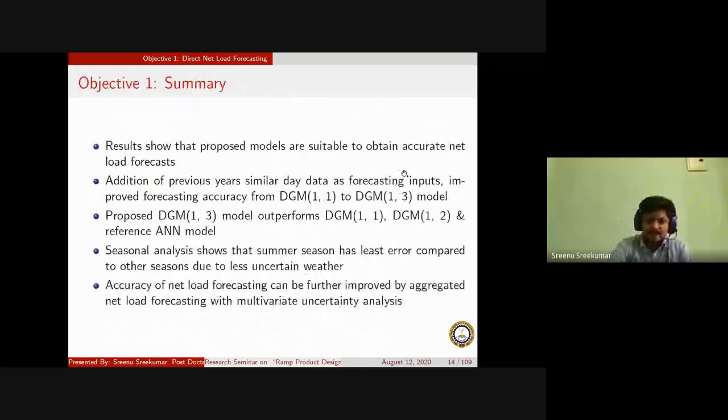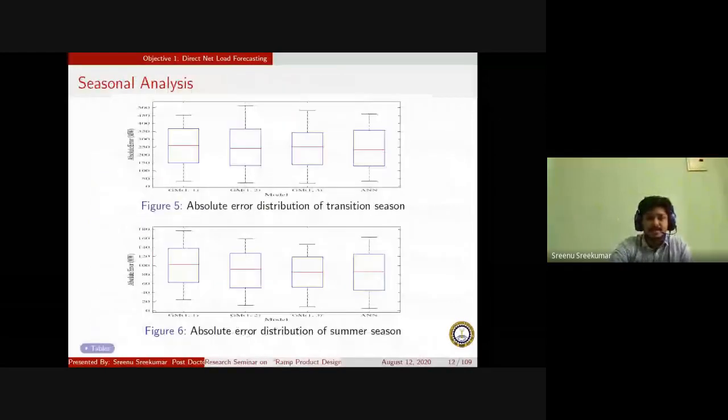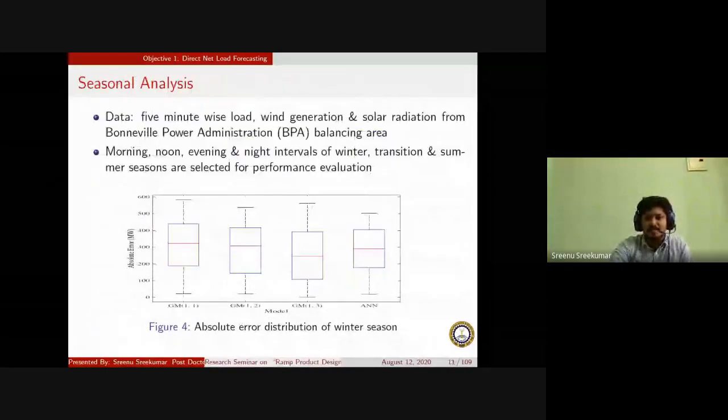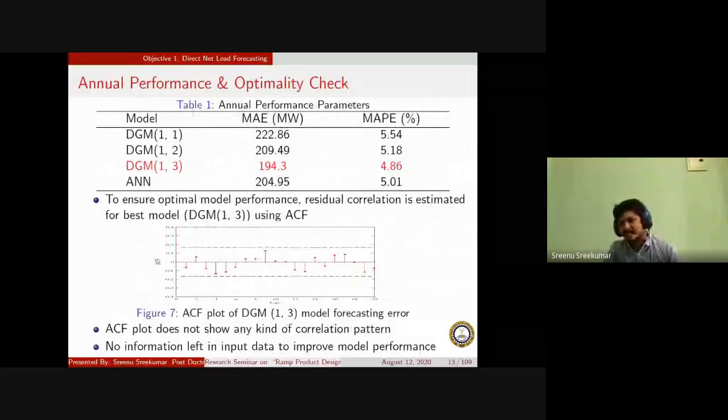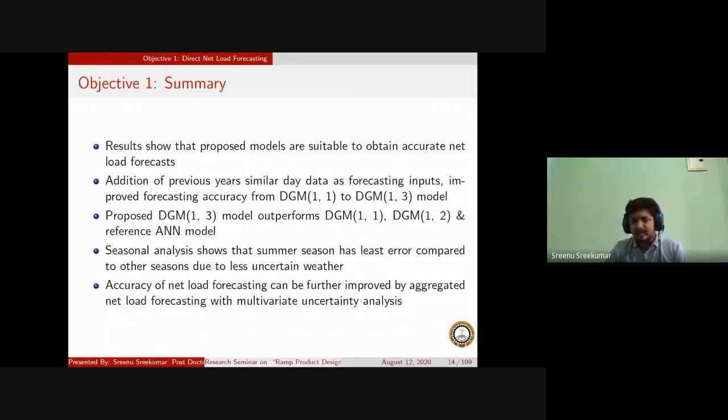And seasonal analysis shows that the summer season has the least error. If you observe these figures, the summer season has the least error because in summer the climate is more stable and there is less uncertainty. We have obtained 94% accuracy, but we can still improve this accuracy further. We can use aggregated net load forecasting for that. That is done in the next objective.